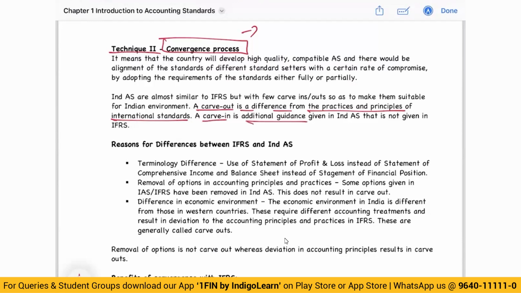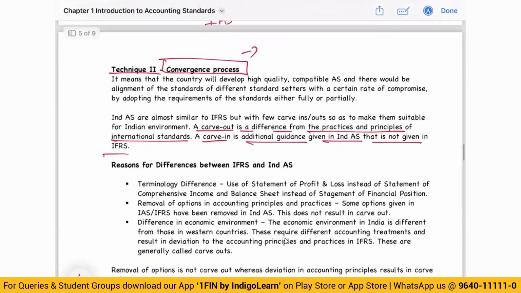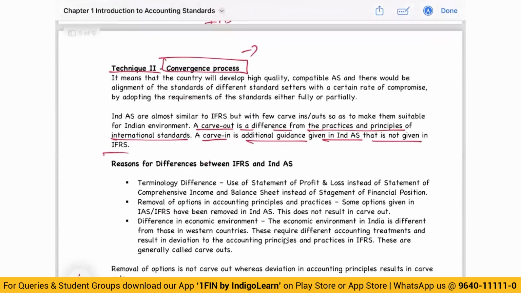A carve-in is additional guidance given in Ind AS that is not given in IFRS. There are some things which are peculiar to the Indian economy and Indian companies. For that, there is additional guidance available. That is called carve-in. Carve-out, we don't want to follow something in the IFRS. We call it carve-out. We want to follow something extra which is not given in IFRS. That is called carve-in. Okay. So that is the comparison between Ind AS and IFRS.